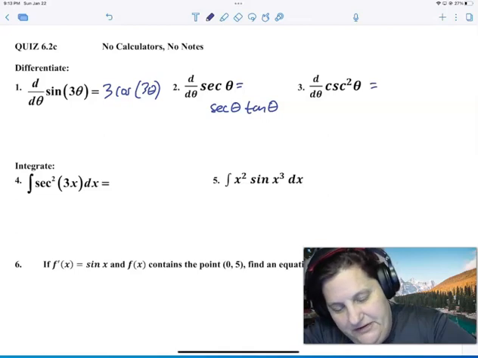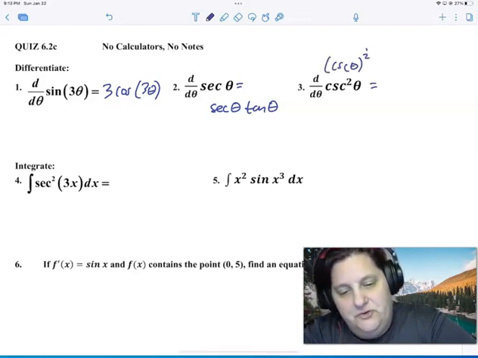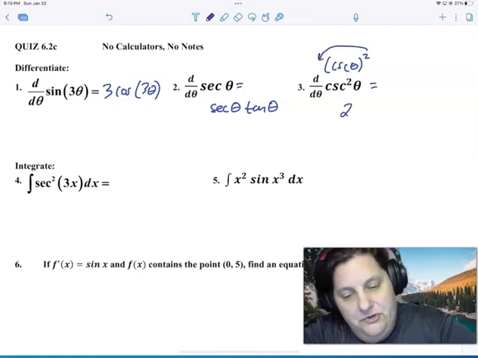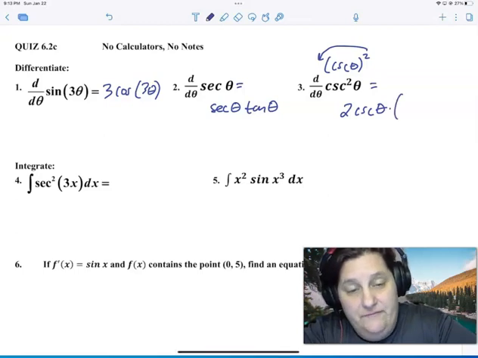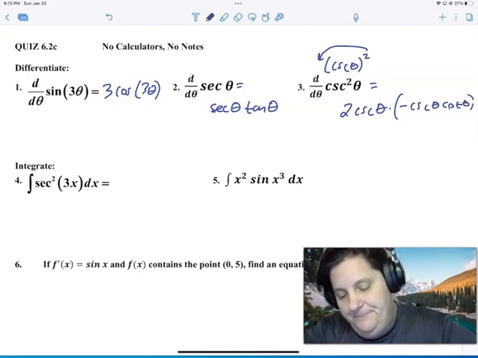The derivative of cosecant squared, you guys, I got to do a chain rule for that. Remember, it's cosecant squared. So it's going to be 2 cosecant to the first times the derivative of cosecant, which is negative cosecant cotangent. So I would just probably make that whole thing negative, okay?